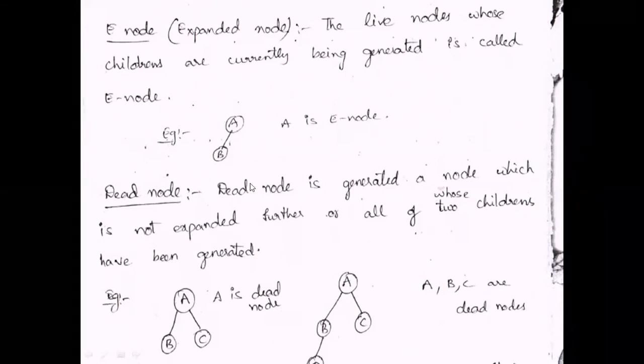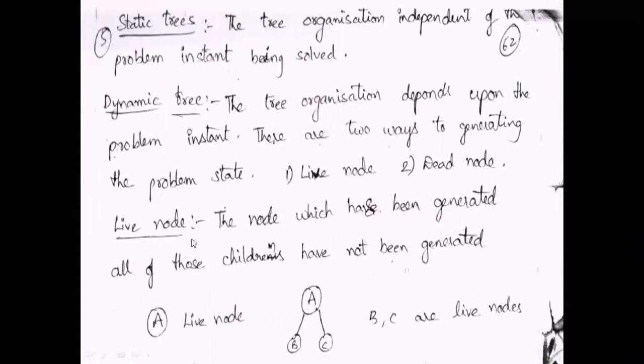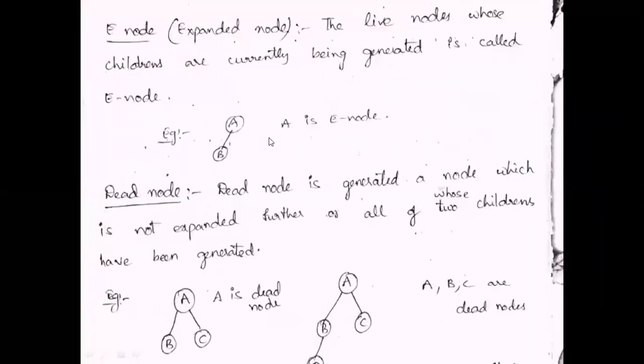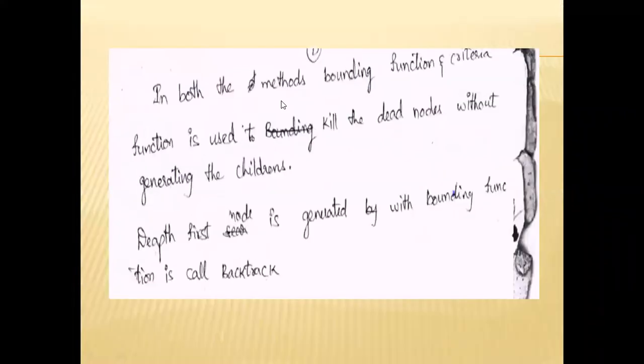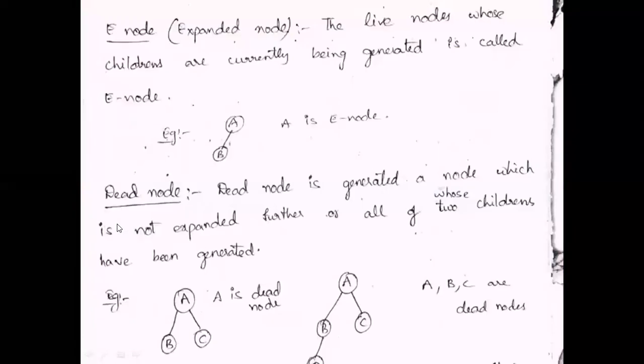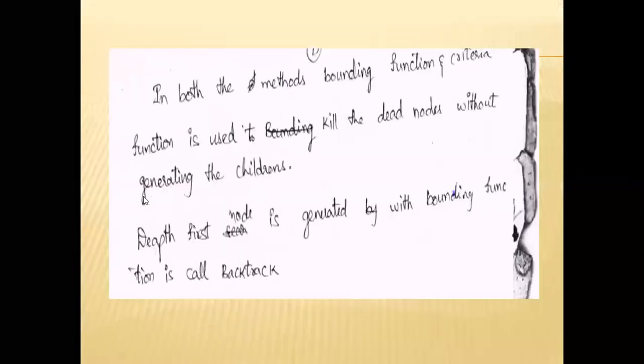So by using these three definitions, first live node, next expanded node, and next dead node, both the methods use a bounding function and criteria function to kill the node without generating children. Using live node, E node and dead node, you are searching for the solution by two methods.